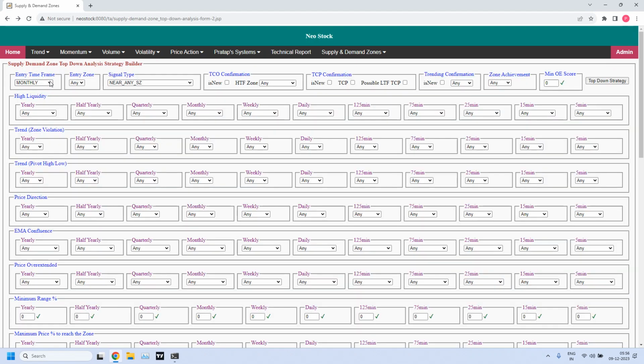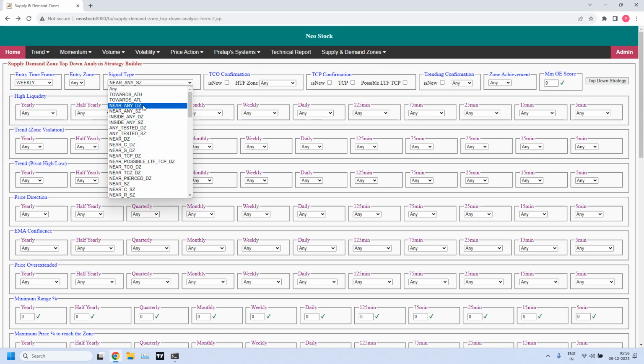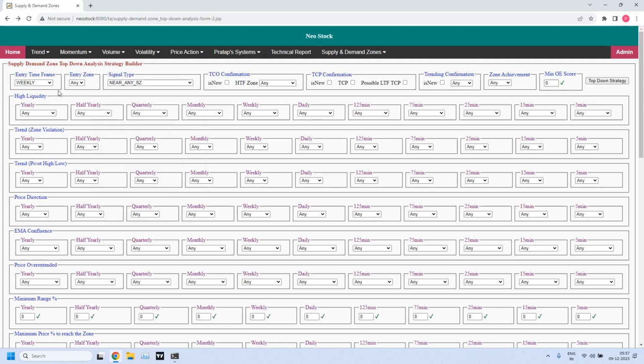So let's go back. Entry time frame is weekly. Let us generate for weekly time frame. Let us find the stocks near weekly demand zone. But we already generated weekly and daily, so I am avoiding this. So let me jump to 125 minutes. Let us generate for 125 minutes. Entry time frame is 125 minutes.